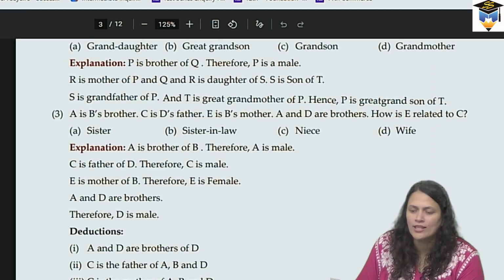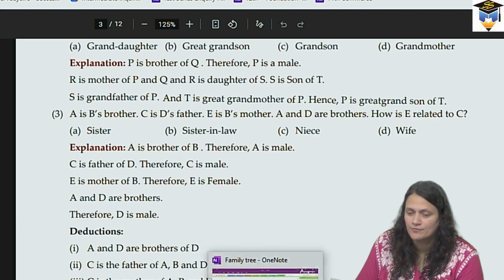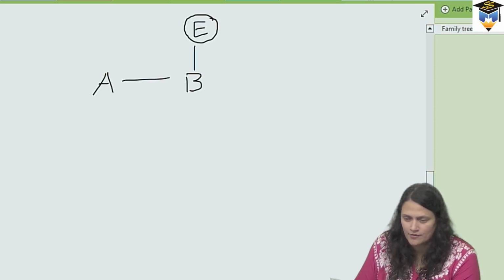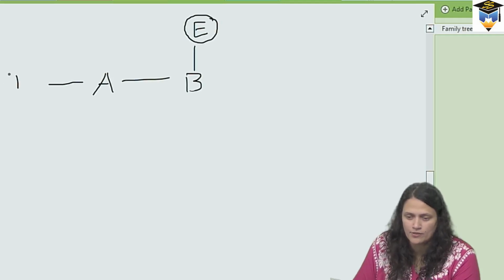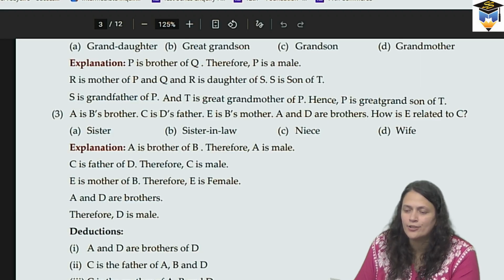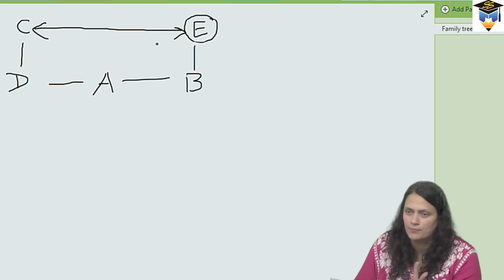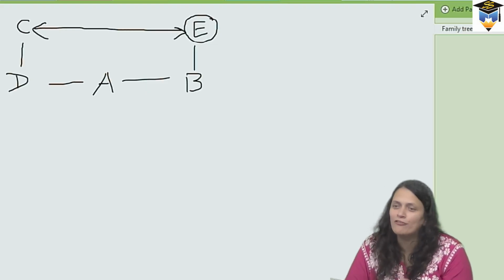Third solved example. A is B's brother. C is B's father. E is B's mother and C is D's father. So A and D are also brothers. And how is E related to C? C is D's father, no? So we show spouses by double-headed arrows. That means they are a couple or spouses. And now the question is, how is E related to C? So E is the wife of C.